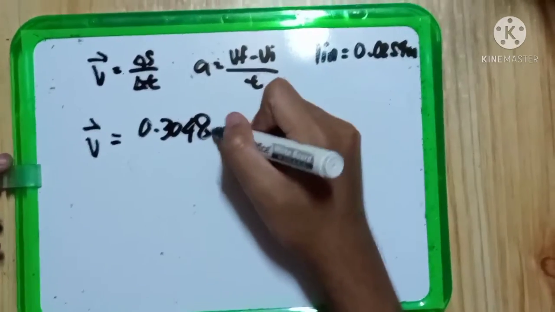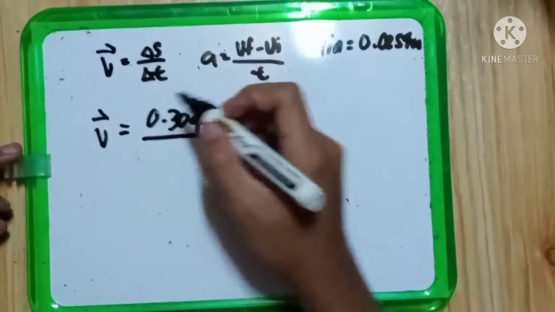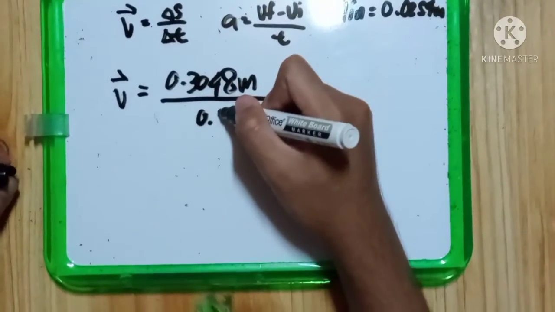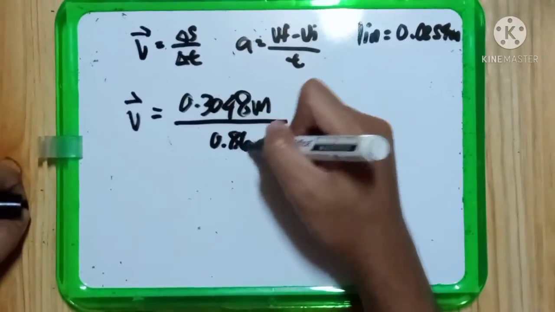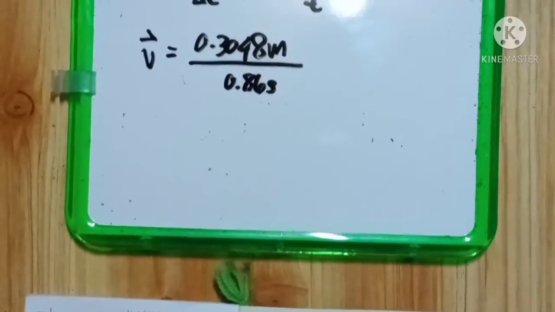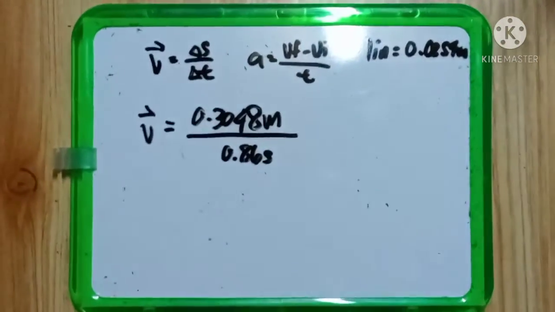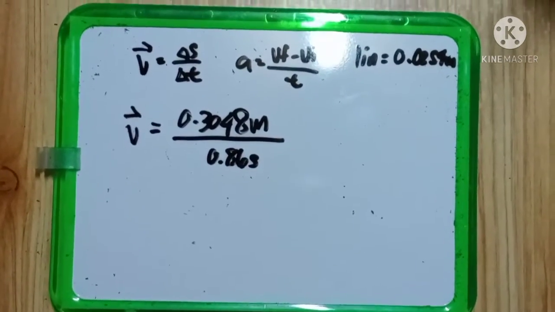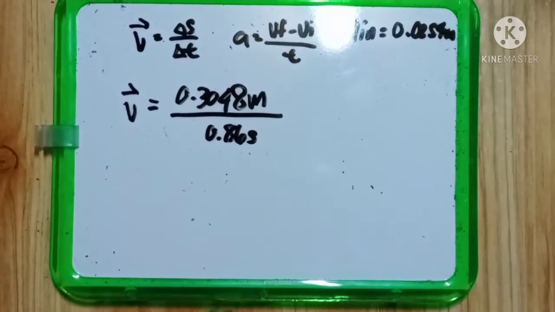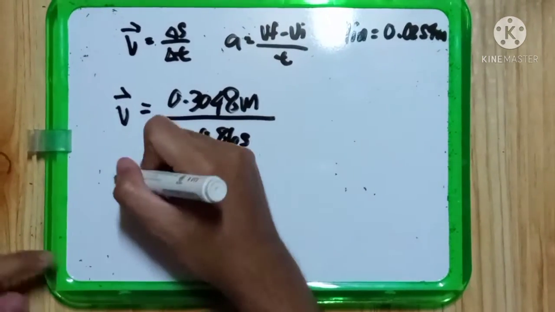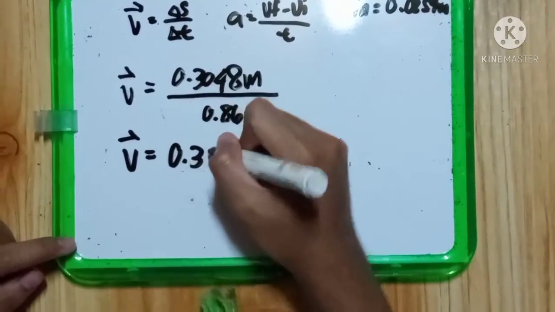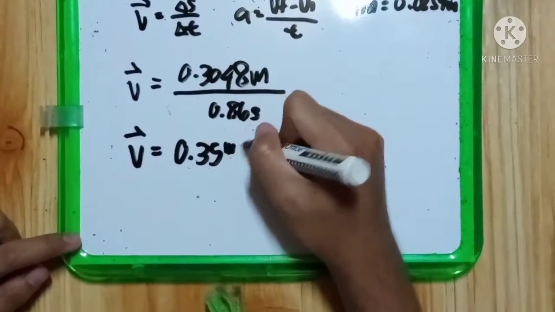0.3048 meter divided by change of time. The change of time for the second one is 0.86 seconds. So let's divide it. 0.3048 divided by 0.86. We would come up with the velocity of 0.35 meter per second.